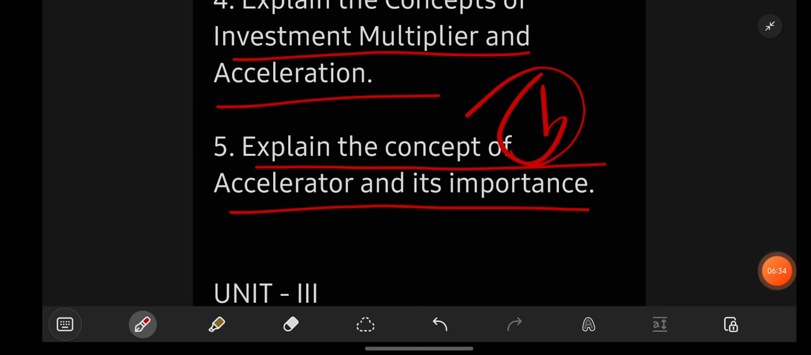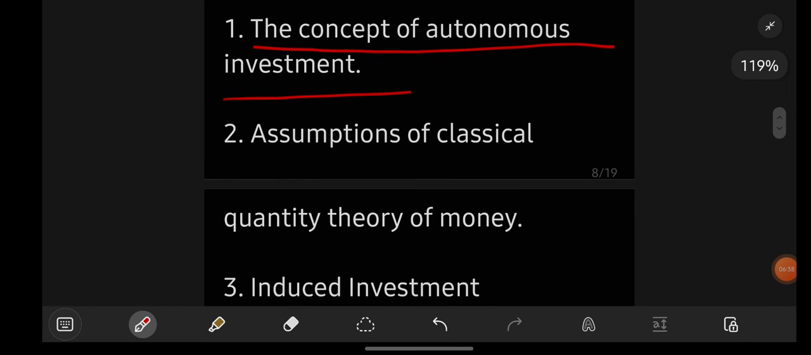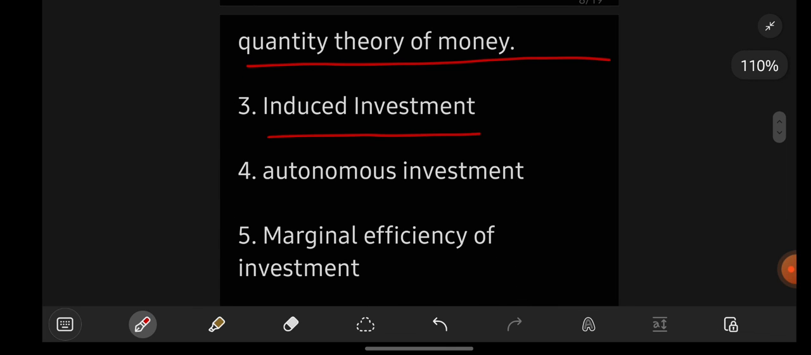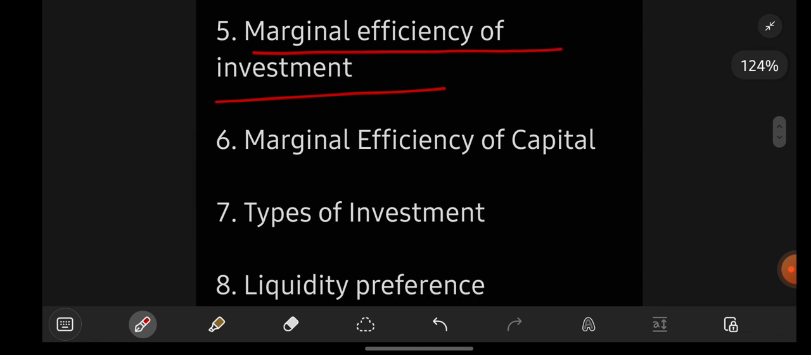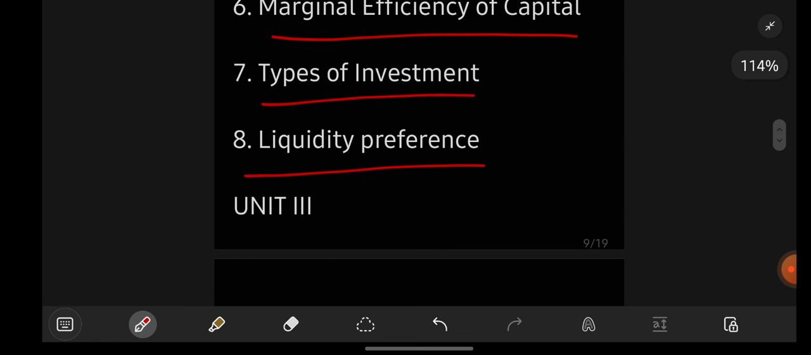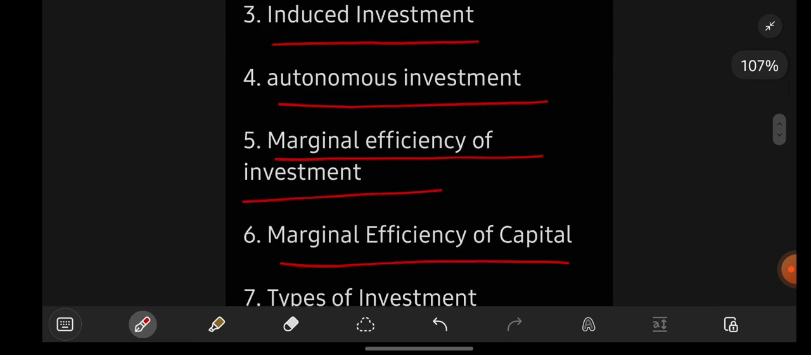Okay, so next from unit number 3: the concept of autonomous investment, assumptions of classical quantity theory of money, induced investment, autonomous investment, marginal efficiency of investment, marginal efficiency of capital, types of investment, liquidity preference. So these are the short important questions from unit number 3.